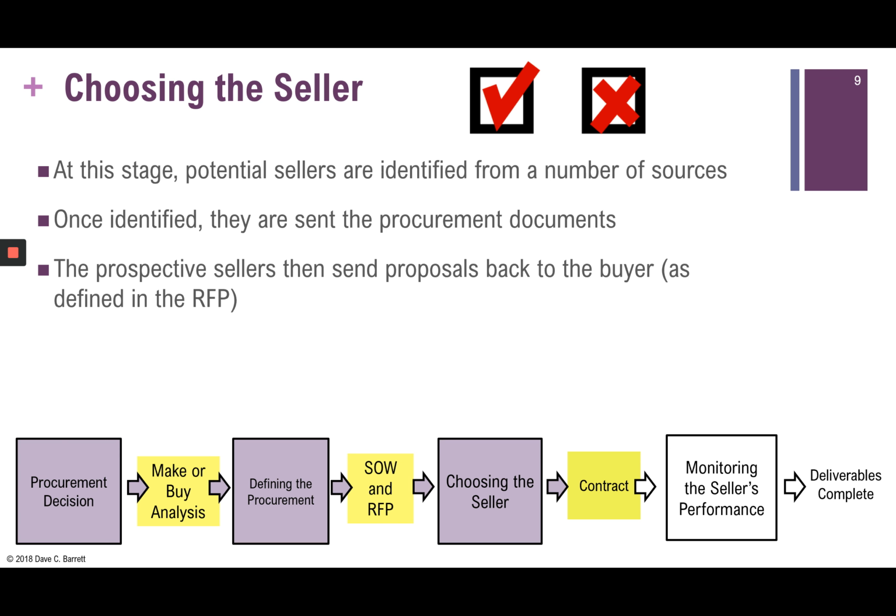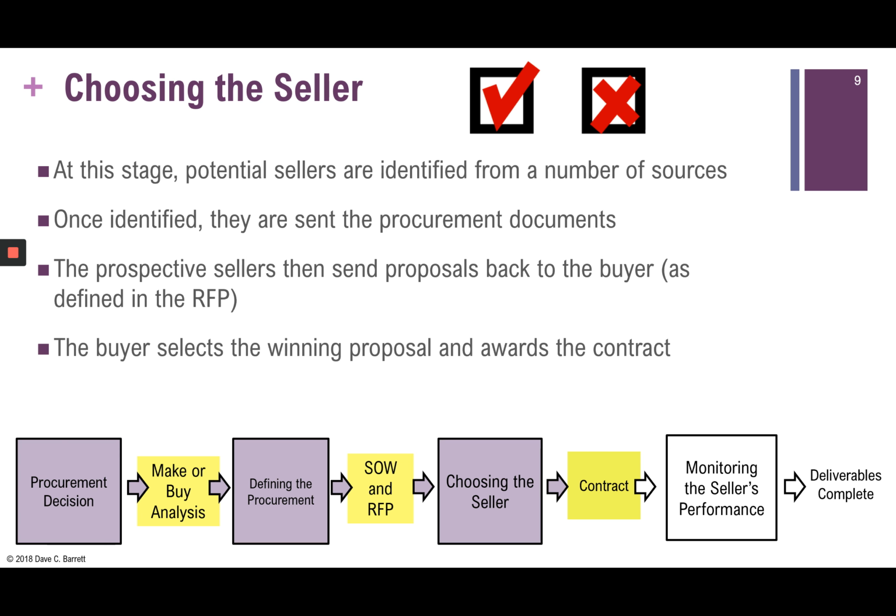The prospective sellers, those that receive those documents, will examine them, review them, and create proposals that are sent back to the buyer as defined by the rules in the RFP. They will read the RFP and find out the date and format and so on, and they'll develop a proposal. They're trying to convince the buyer that they should be the one selected. The buyer selects the winning proposal and awards the contract.